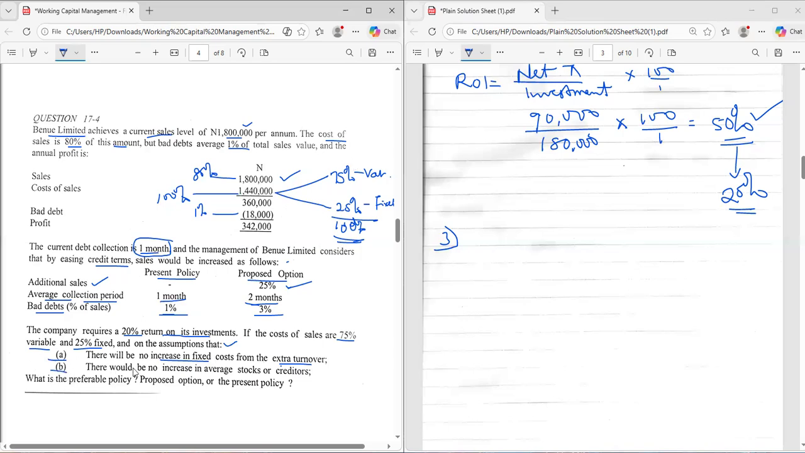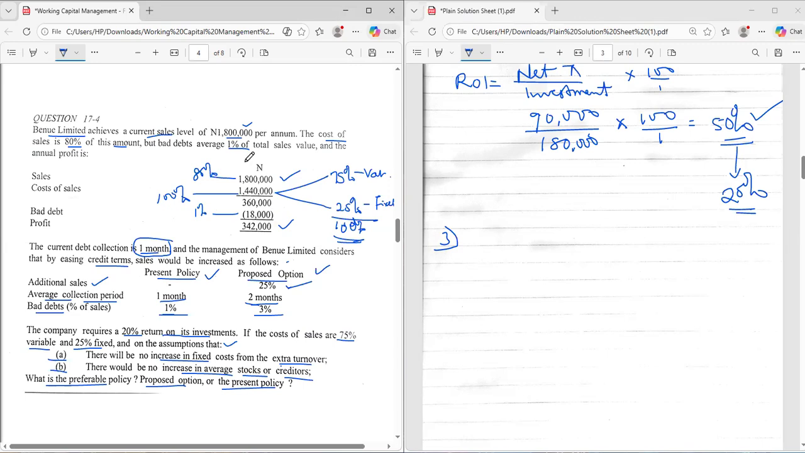Assumption B, there will be no increase in average stocks or creditors. What is the preferable policy? Is it the proposed option, which is this, or the present policy, which is this? So which one is better? That is what the question is asking you for. The proposed policy is already giving us a profit of 342,000.